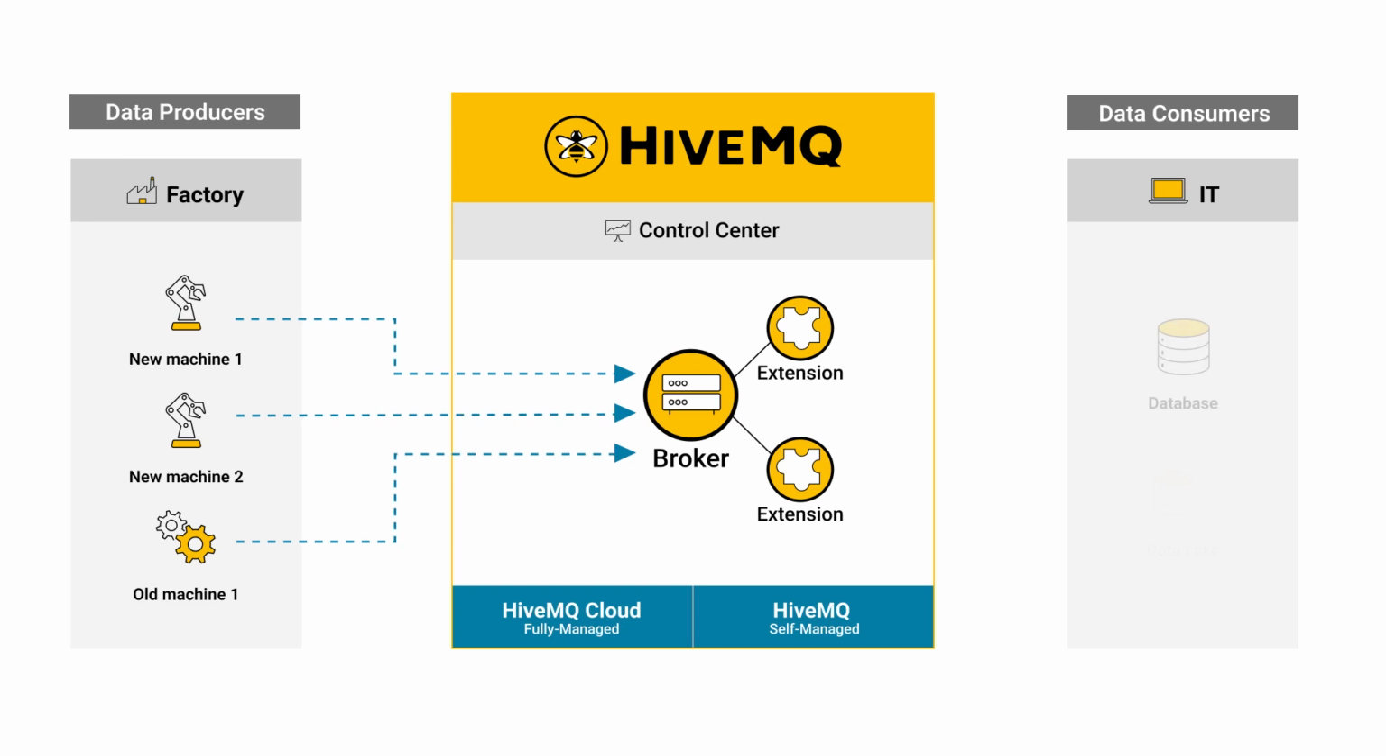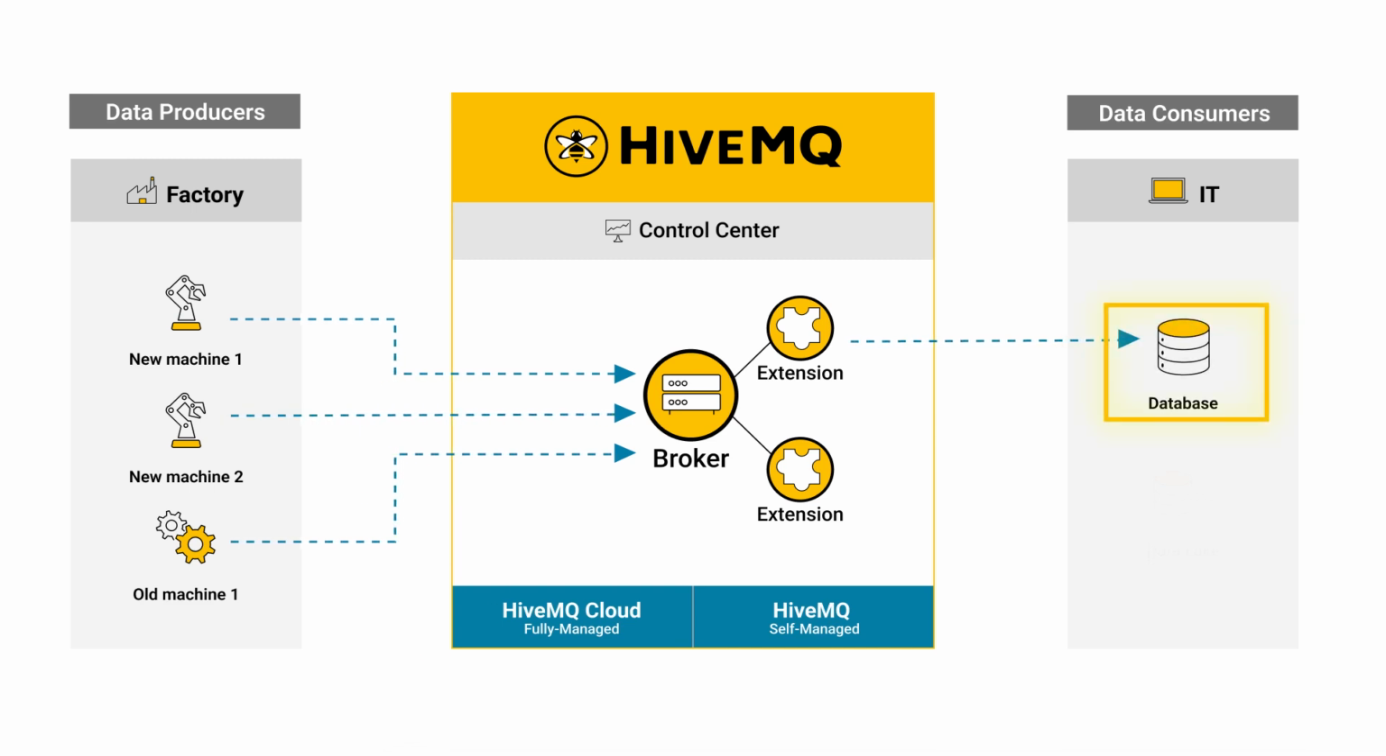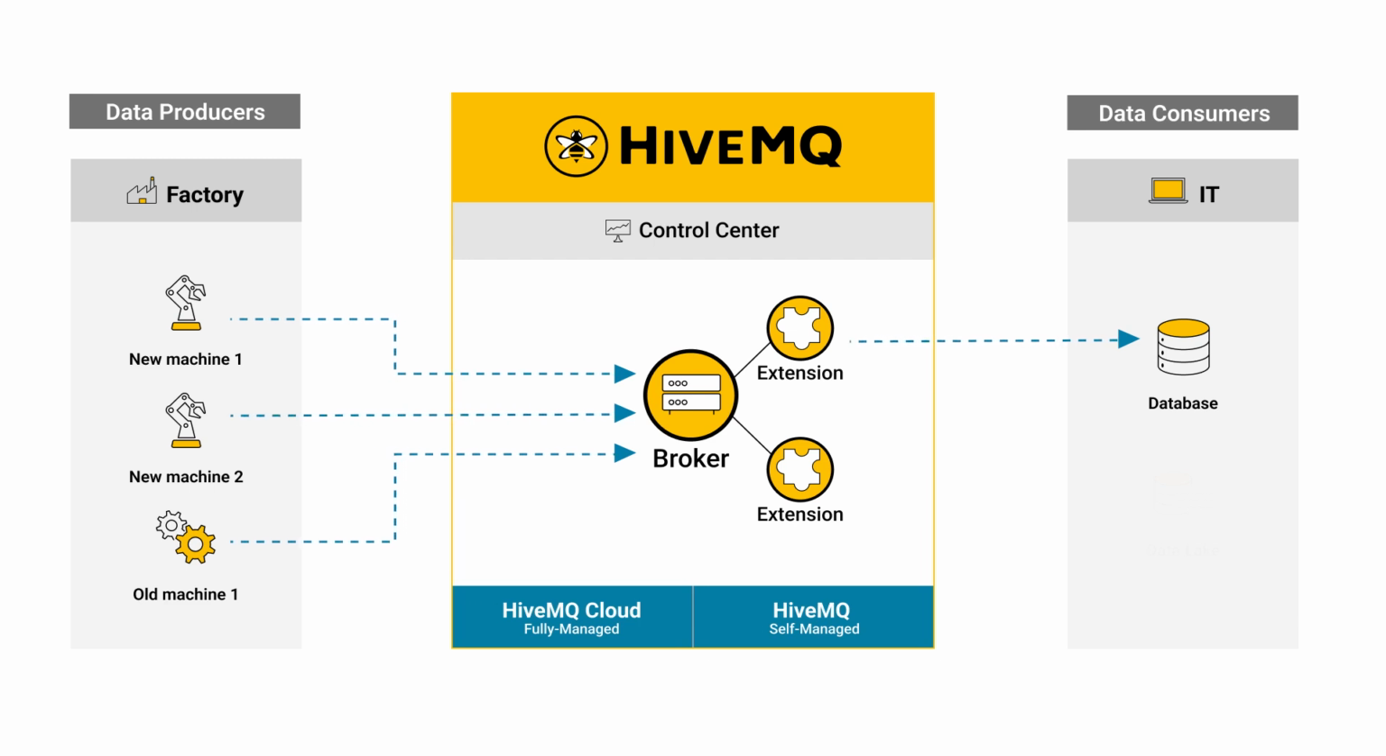From the broker, data is transferred to data consumers in the cloud. Here, a database is subscribed to the broker and stores all data for further consumption. This could be for monitoring or further analysis, or like in this example, to be stored in the data lake. Now let's have a look at the data itself.